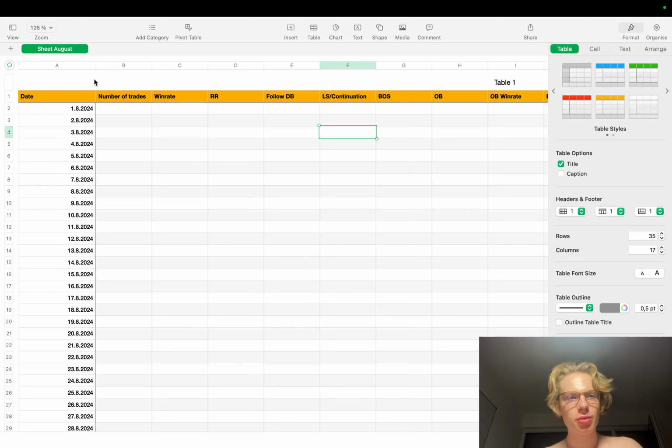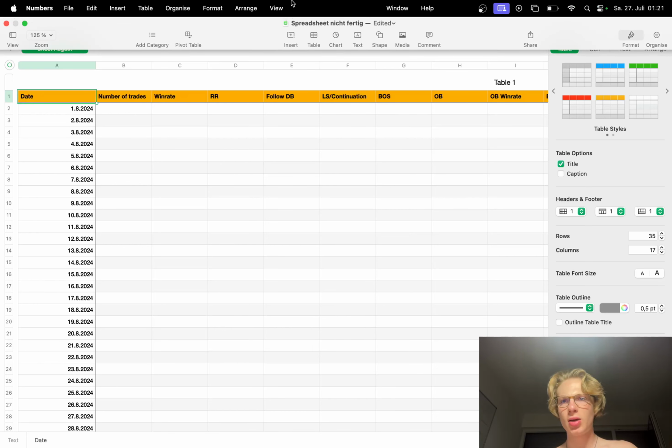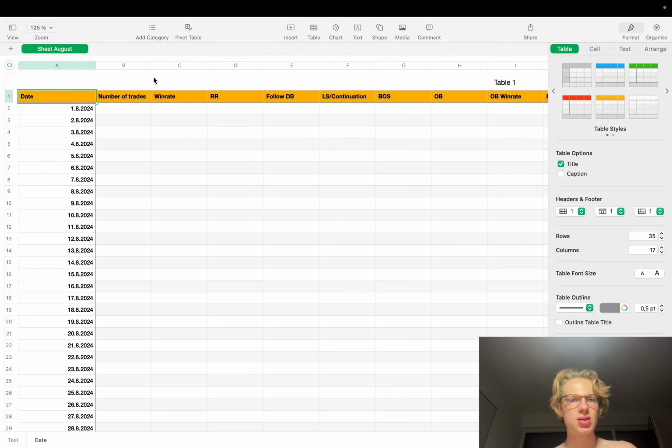So in the top row, we have just stuff explaining where to put what. So we have the dates here, then this will be for the month of August. I've prepared it for that because I won't do one whole thing just for July when it's already the 27th, because I don't see any use in doing that.